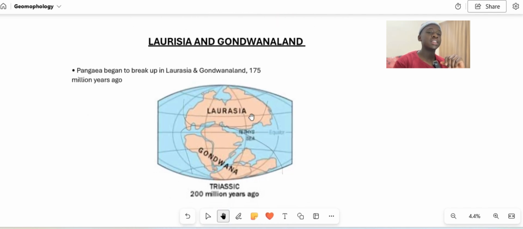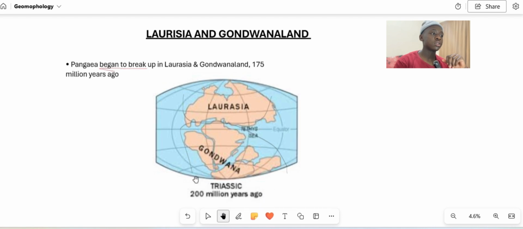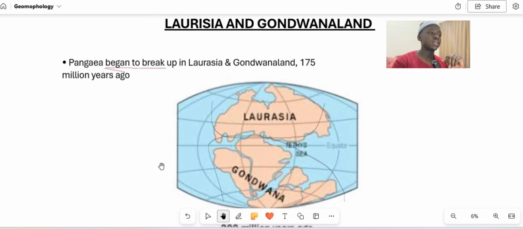Then there was a change in the landforms, which formed what we call Laurasia and Gondwanaland. So Pangaea began to break. Let me zoom in a little bit. Pangaea began to break up into Laurasia and Gondwanaland 175 million years ago.